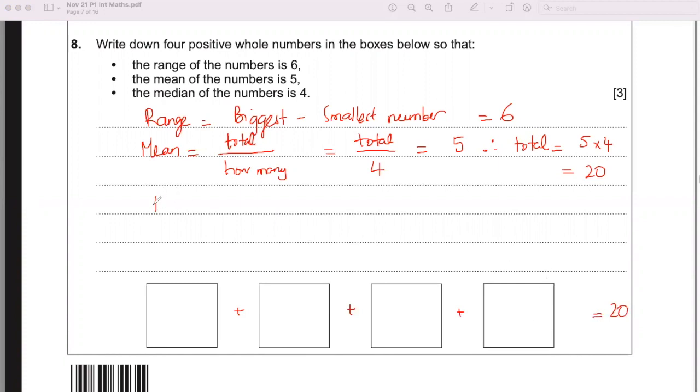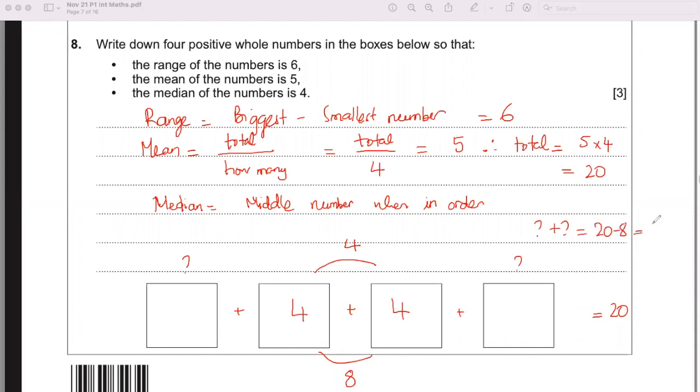Right, and then the next one is the median. The median is the middle number when in order. So you know the numbers in the middle have to average 4 here. You can have 4 and 4, for example. You can also have 3 and 5. You also can have 2 and 6. So it depends. We could try with 4 and 4 first. So 4 plus 4 is 8, so these two add up to 8. So you've got 20 and then you've got 8. That means this number here and this number here have to add up to 20 take away 8, which is 12.